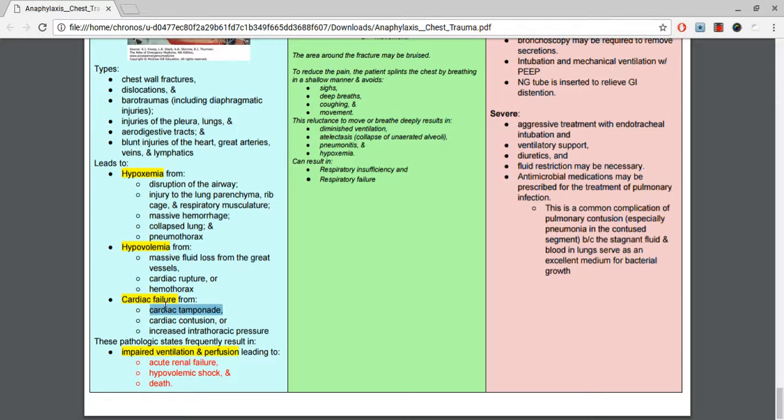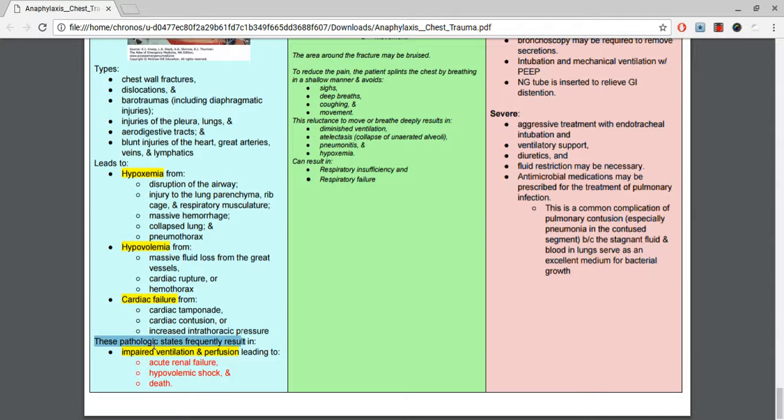With cardiac failure, you can have a cardiac tamponade, which is basically the heart is drowning in its own fluids, in its own blood. And the pressure of the fluids is keeping it from beating, okay? You can have a cardiac contusion, which is just a fancy term for a bruised heart. Or you can have increased intrathoracic pressure. Your heart is getting squeezed to death.